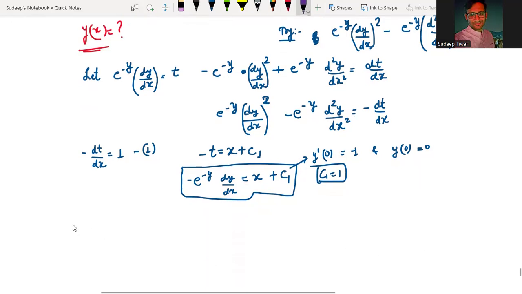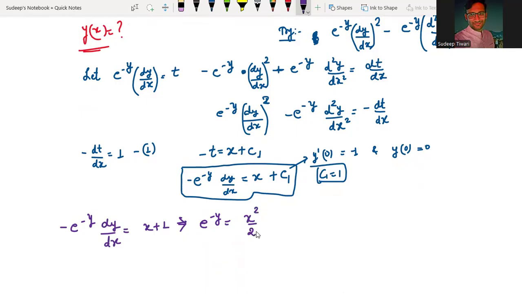So what you will get, from here you will simply get e raised to power minus y dy upon dx is equal to x plus 1. And from here you can simply get e raised to power minus y, because if you integrate this stuff, you get e raised to power minus y divided by -1. So it will be e raised to power minus y. And this will be x square by 2 plus x plus again some constant of integration. Let us say, name it as c2.